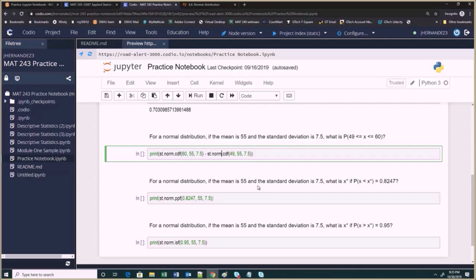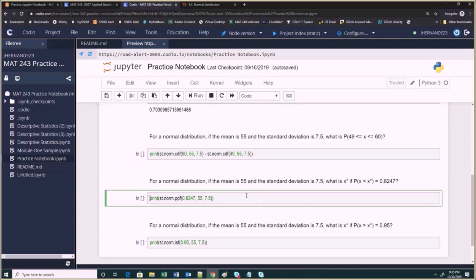Now, let's use the other scenario where we are given the probability and we have to get to the critical score, the critical value or the critical score. For a normal distribution, if the mean is 55 and the standard deviation is 7.5, what is x star if the probability that a given x is less than that x star, the critical value, is 0.8247? So how do we solve this?